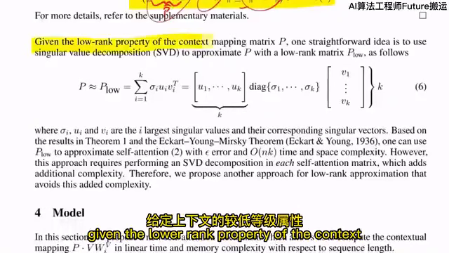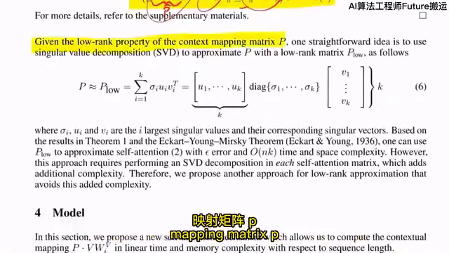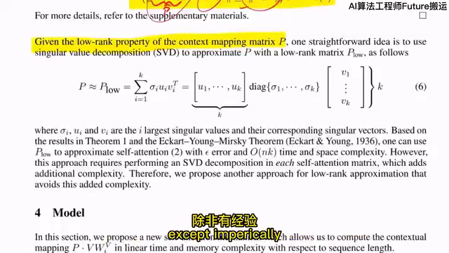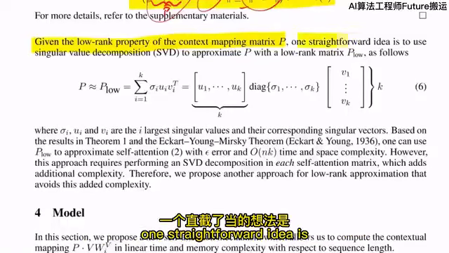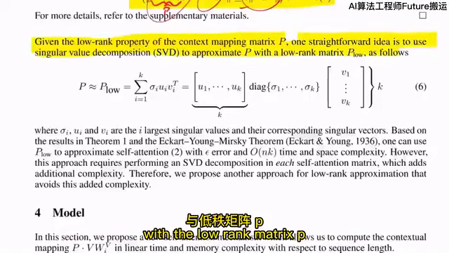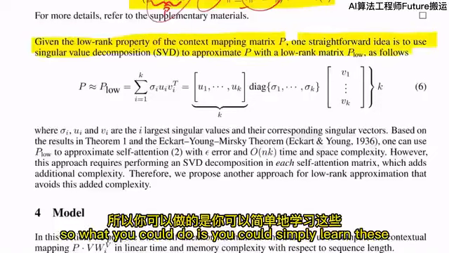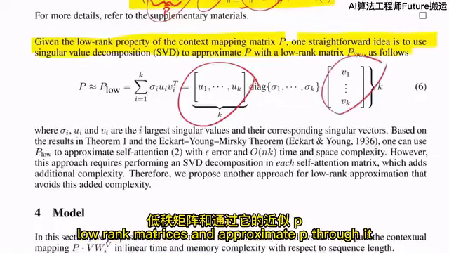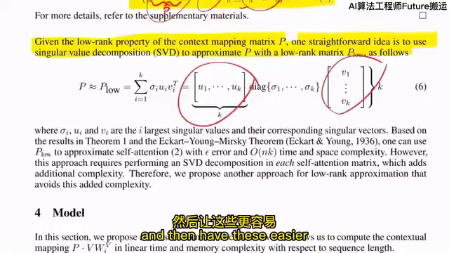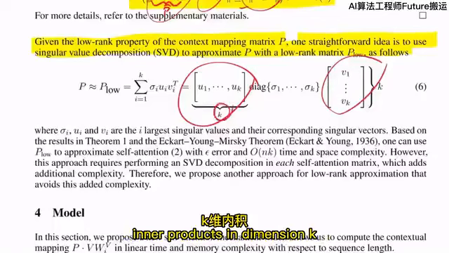So they say, given the low rank property of the context mapping matrix P. Now, again, I disagree that this has been shown, except empirically. One straightforward idea is to use singular value decomposition to approximate P with the low rank matrix P low as follows. So what you could do is you could simply learn these low rank matrices and approximate P through it, or you can decompose P as such and then have these easier inner products in dimension K.